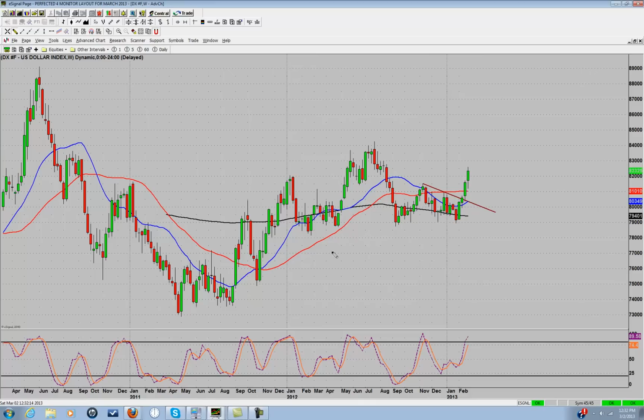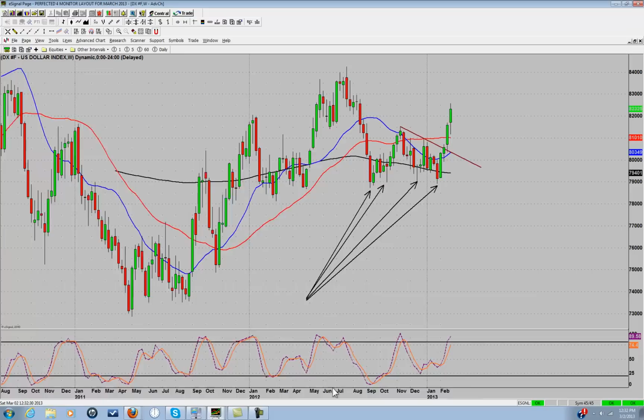But you can see on the weekly chart of the U.S. dollar index that support has held at approximately the 79 location. Now, we've tested this multiple times. There's a test there. There's a test over here. We can see another test there back in December. And we see another test here in January.